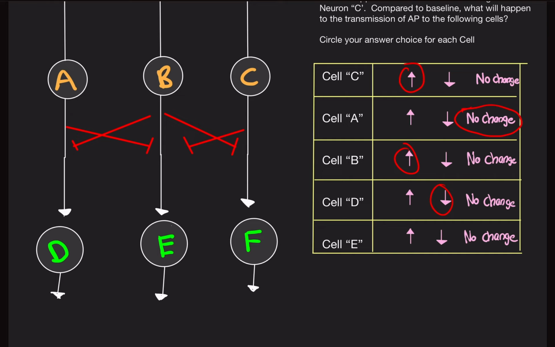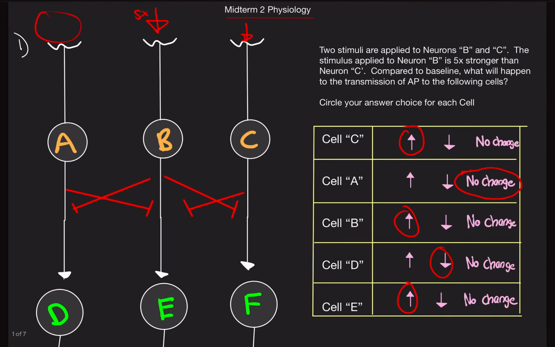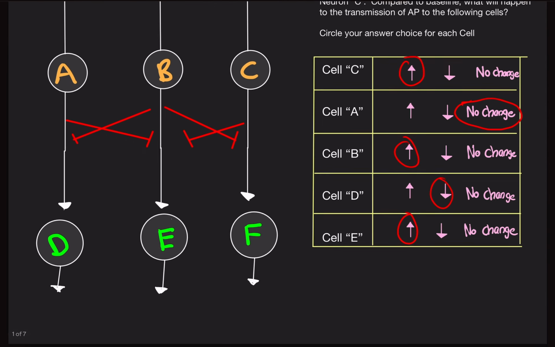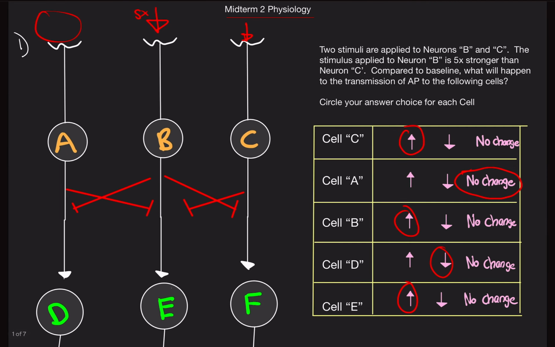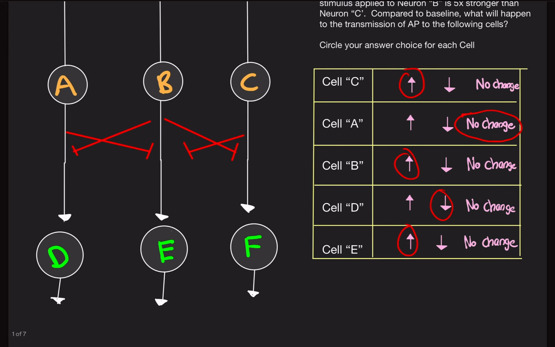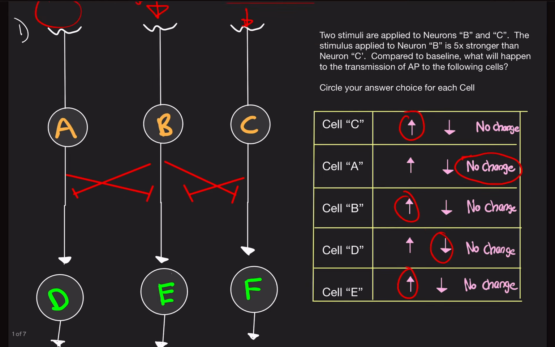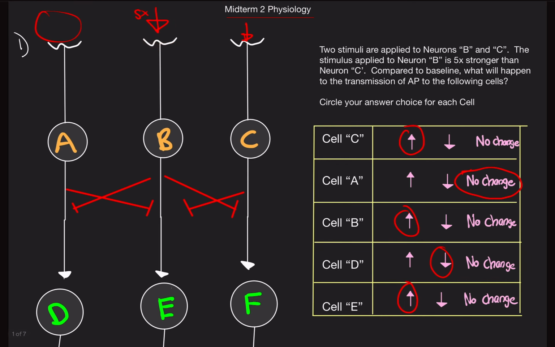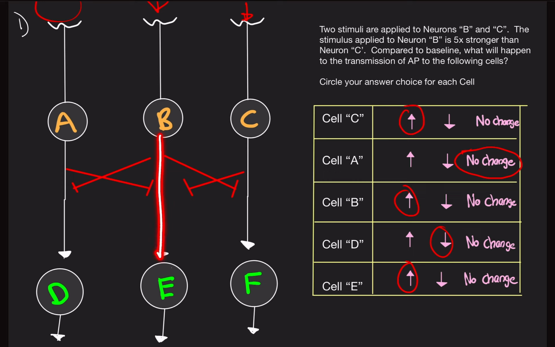What about E? E is going to be higher, because we are stimulating B, which means we are going to be firing action potentials in E. But you're probably like, wait a second, what about cell C? We are getting stimulus there, so shouldn't C be inhibiting E? That is true, 100% true. However, the stimulus on B is 5 times stronger, so it's going to be firing a lot more action potentials on E. So you would be correct, but there's still going to be a high number of action potentials because of B.